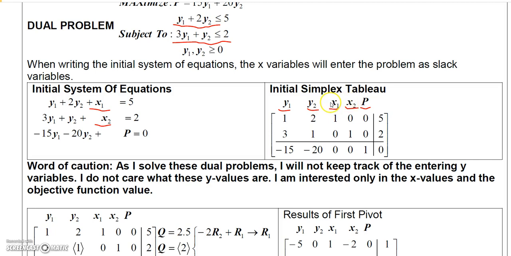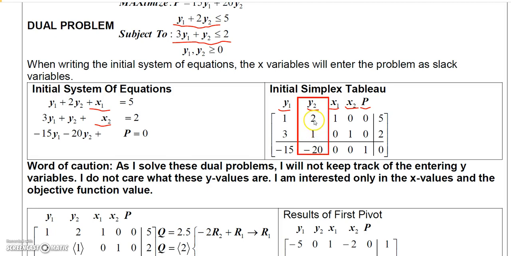There's a clever way to show you what the x values are once we solve this simplex tableau. But even though I'm not worried about the y values, I'm still going to solve this the same way I did before. I'm going to pivot on the column where the most negative indicator is on the bottom row. So that would be right here. So I'm going to pivot on that column.